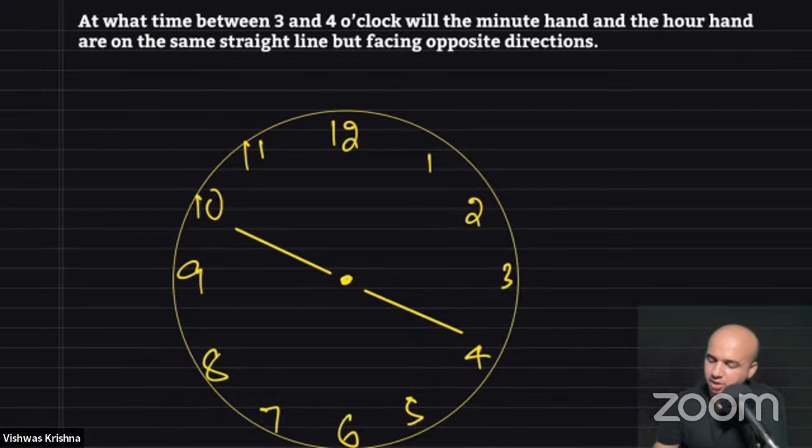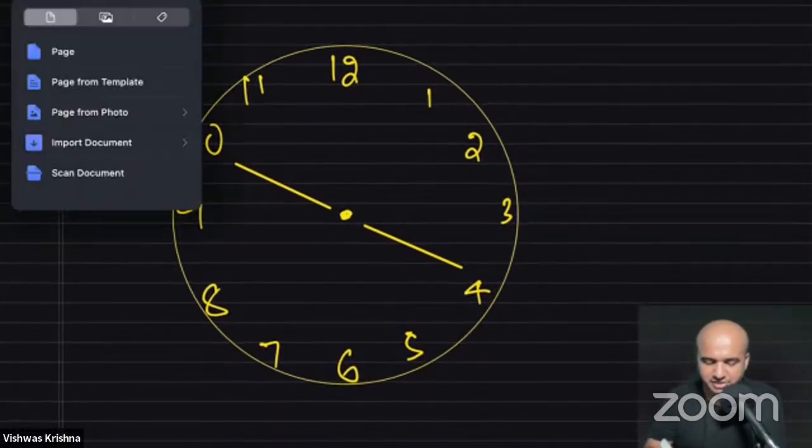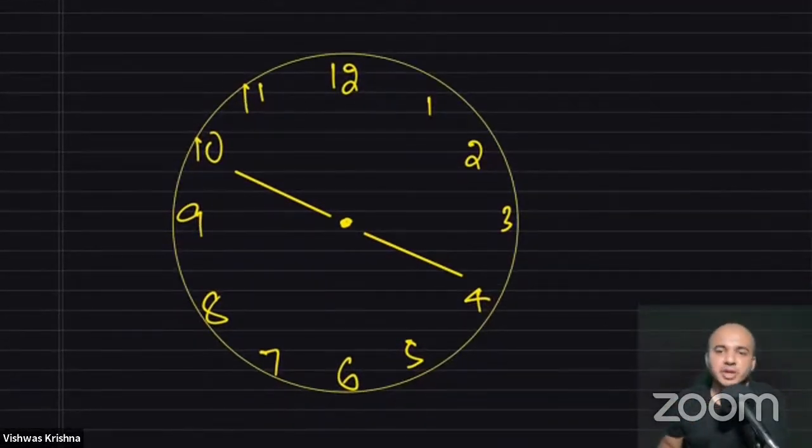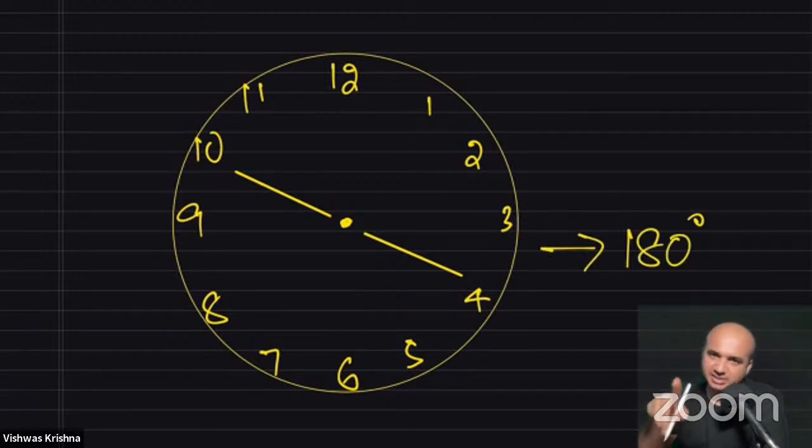That is the angle. Since the problem mentions that it will be a straight line facing opposite directions, which angle will it be? The clock is a circle, which we already know. If it is a circle, it means one full rotation, or can we say 360 degrees, isn't it? But in this case it's not one full rotation. The minute hand and the hour hand are in opposite directions on a straight line, so this is nothing but 180 degrees. One full circle is 360 degrees, and half of that is 180 degrees because it's a straight line. I hope it is clear.